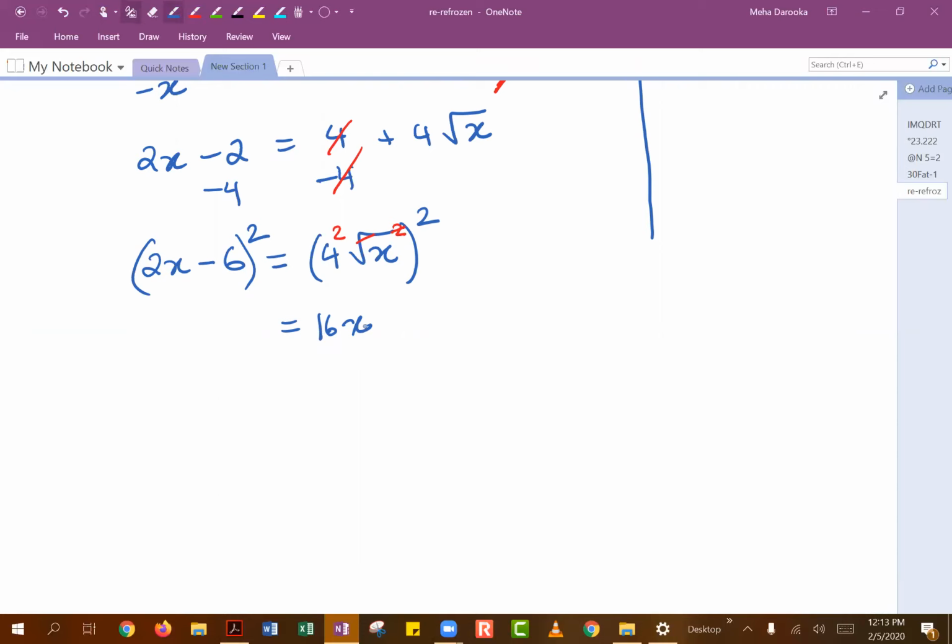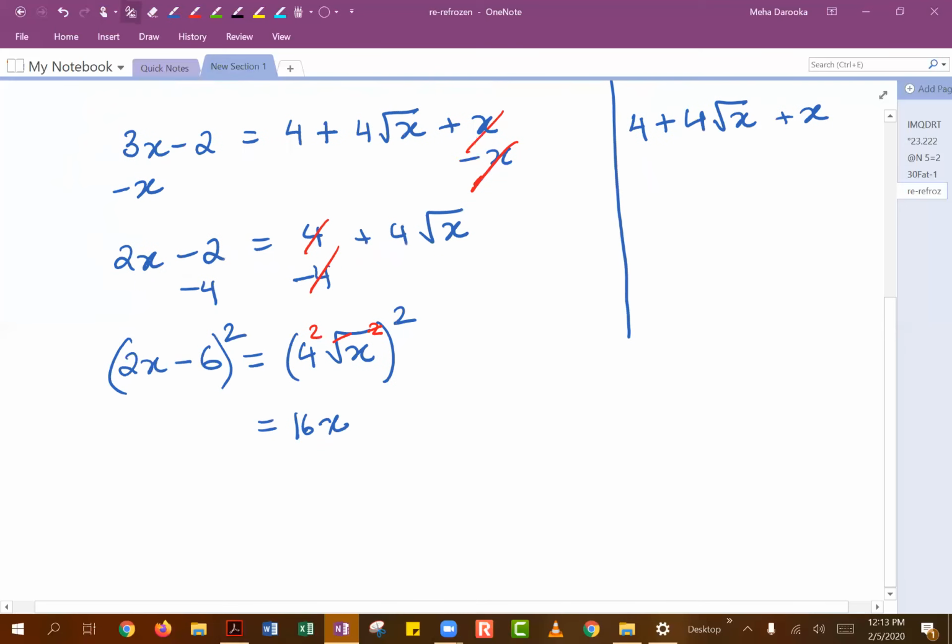We'll need to go back and FOIL the left-hand side, right? We still have 2x minus 6. So, yeah, this one goes forever. It definitely does.